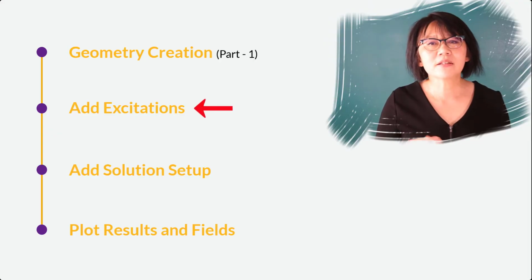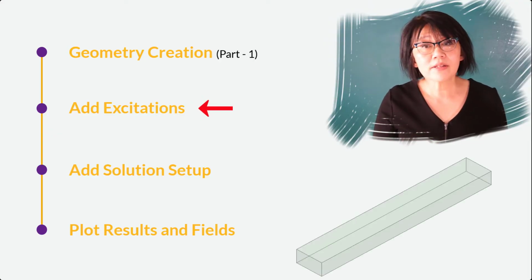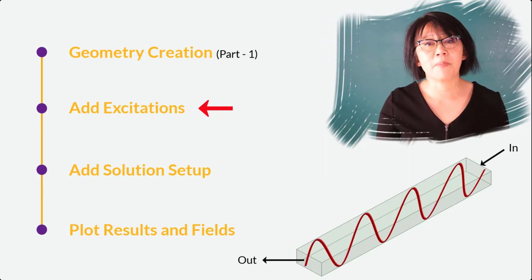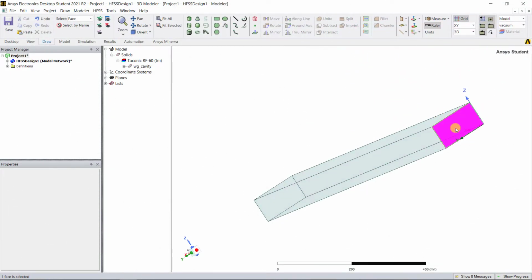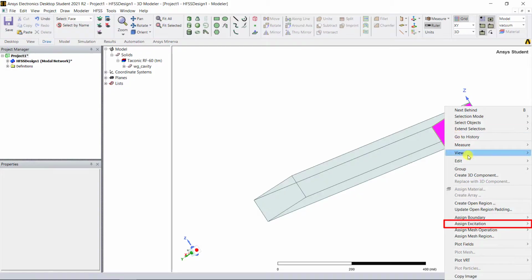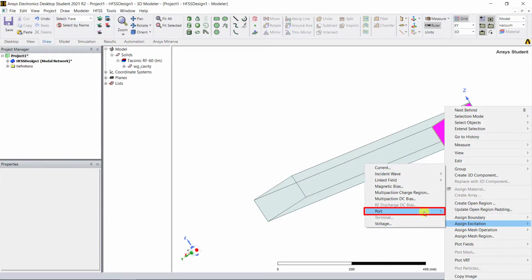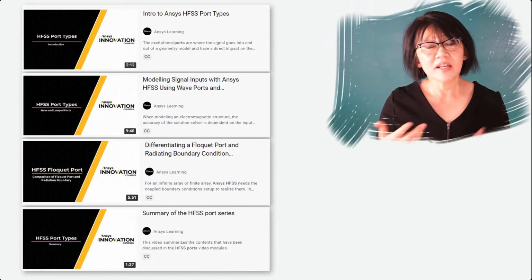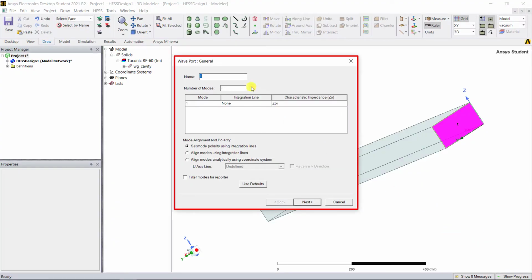So now we need to assign some excitation where the signal will go in and out of this model geometry, this box. Select the face that is along the x-axis minimum, right mouse click, and select Assign Excitation, Port, Wave Port. View our other videos on the different port types that are available inside of HFSS, namely the wave port and lumped port. Now a window for the wave port pops up, and you select a port name.